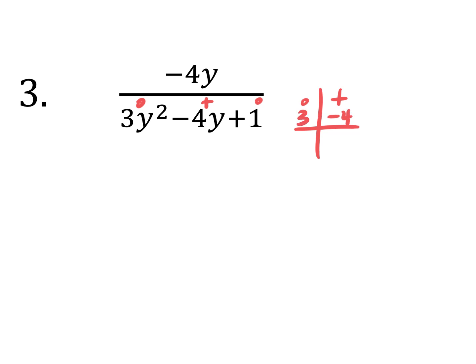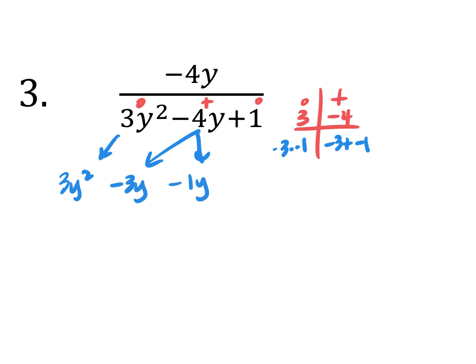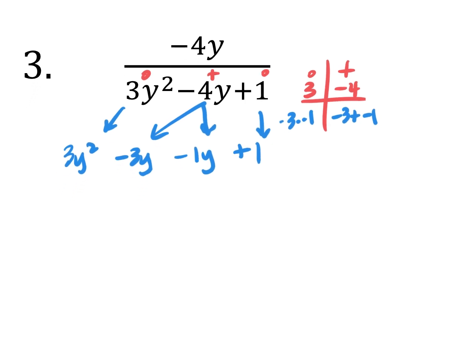Go. What multiplies to be 3 and adds to be negative 4? Negative 3 and negative 1? You down with that? Negative 3 times negative 1 is 3? Okay. Bring down that 3y squared. Replace my negative 4y with a negative 3y and a minus 1y. I know. O2's the worst. Just takes a lot of time.